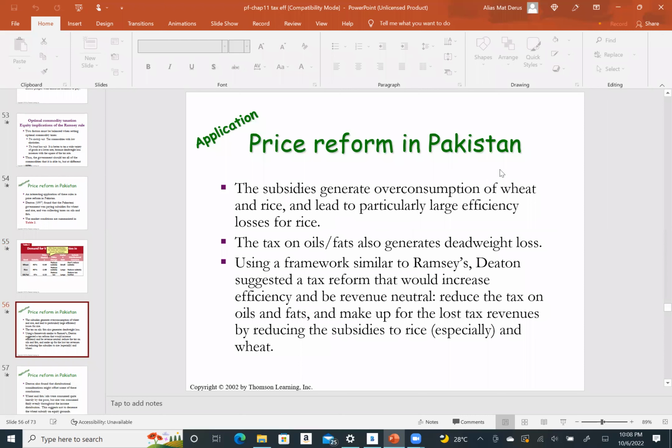The subsidy generates overconsumption of wheat and rice, efficiency loss for rice. The tax also generates deadweight loss. Deadweight loss is the excess burden. All right. So the suggestion is to minimize the excess burden. Okay, that was what they suggested.